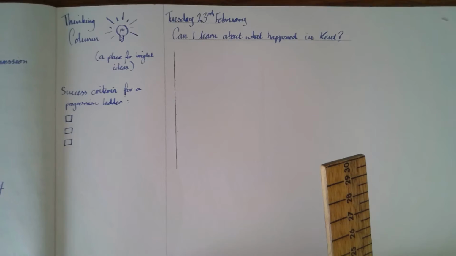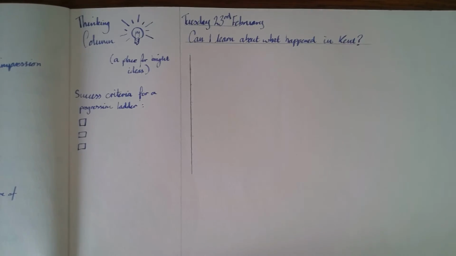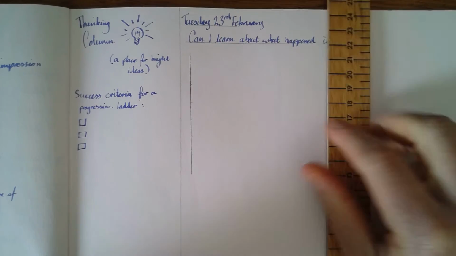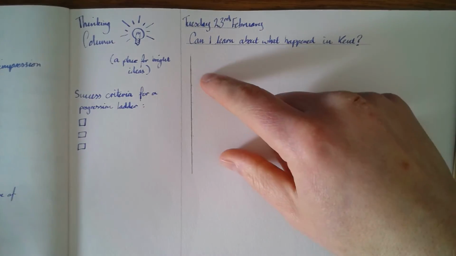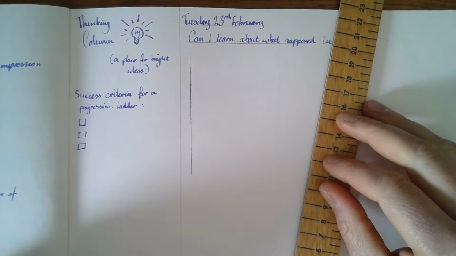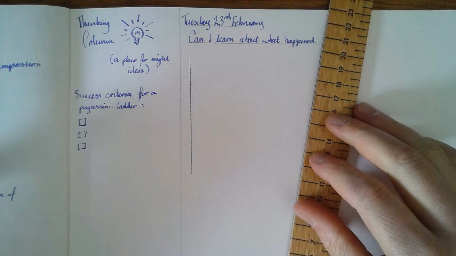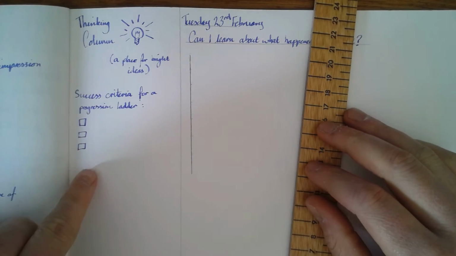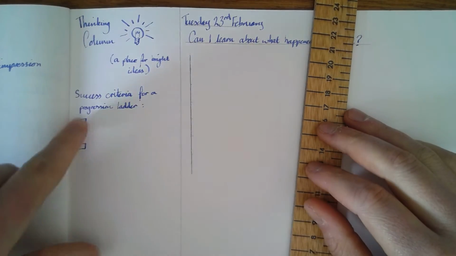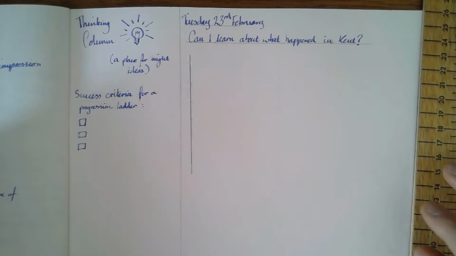Okay, so if I can get away with not throwing my camera around. I've started off, I've just got one straight line down, and I've got my success criteria for a progression ladder here. In my thinking column, I'm just going to pop a few things in here once I've done that. It's really important to think about this actually, and I give myself little boxes here so I can tick them off to evaluate how well I've done at the end really.